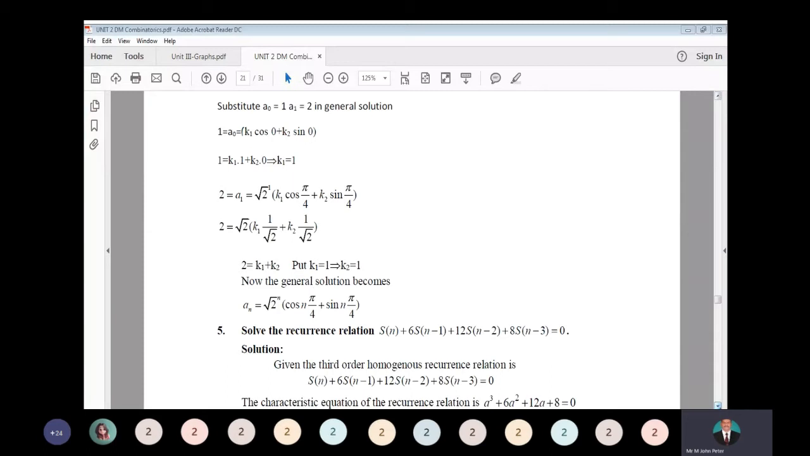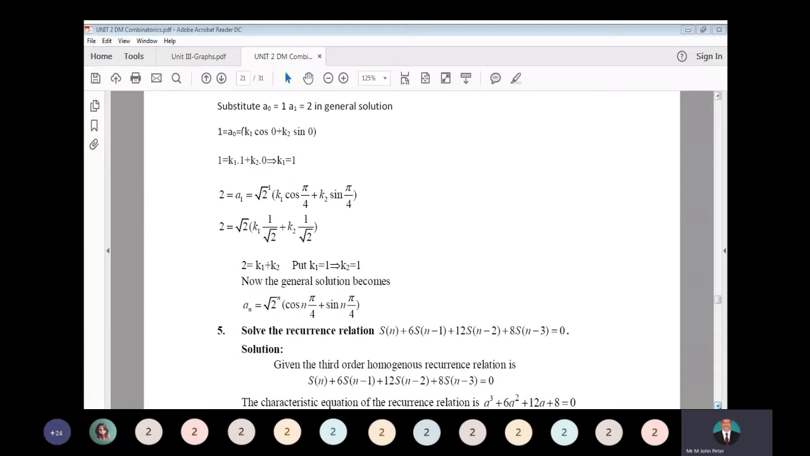Next, a1 equal to 2. Replace it. You will get 2 equal to root 2 power 1 into k1 cos pi by 4 plus k2 sin pi by 4. For cos pi by 4 and sin pi by 4, substitute the value 1 by root 2. Multiply it with root 2 power 1 outside and you will get 2 equal to k1 plus k2. Already we identified k1 equal to 1, so substitute it. You will get k2 equal to 1.